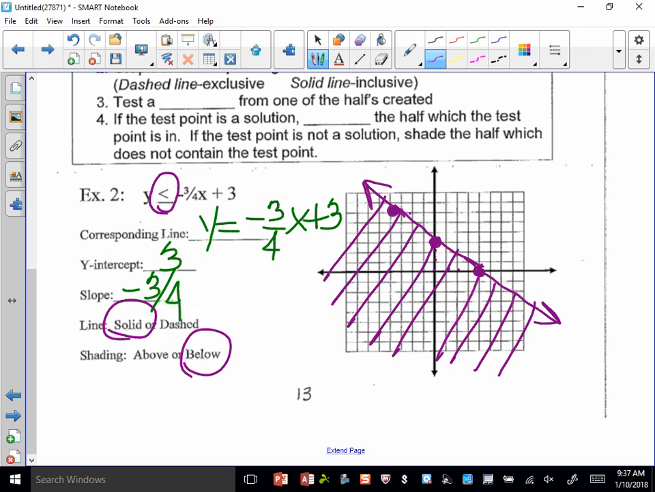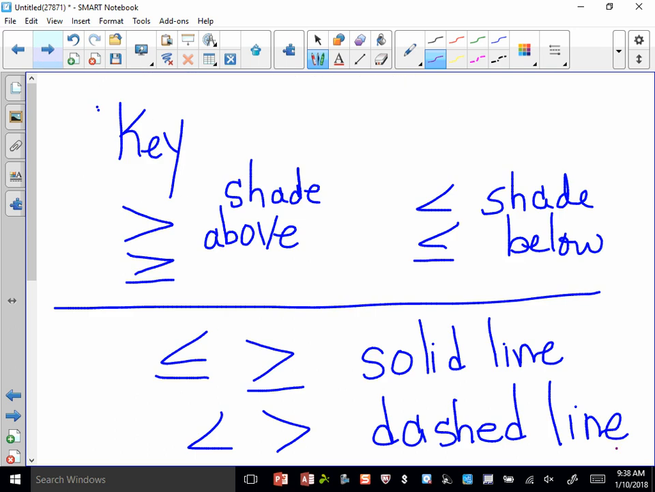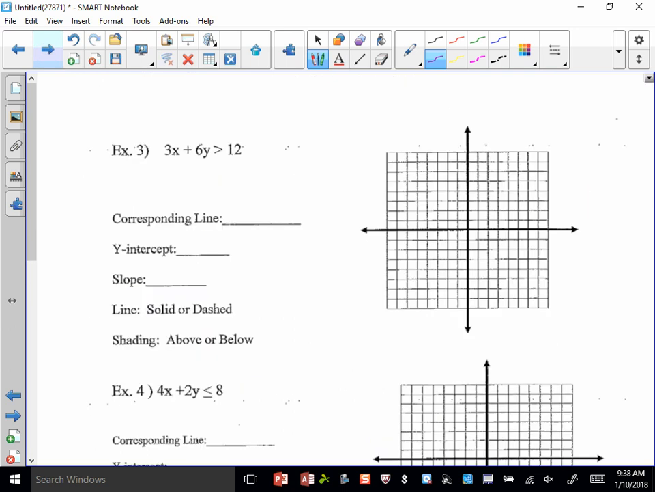And that's all it is. You already know how to graph in slope-intercept form, so you just have to make sure you note whether the line is dashed or solid, and make sure you're shading the line correctly. All right, let's move to the next page. Okay, so that will be page 14.